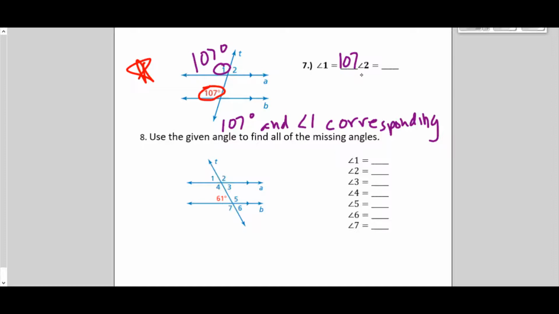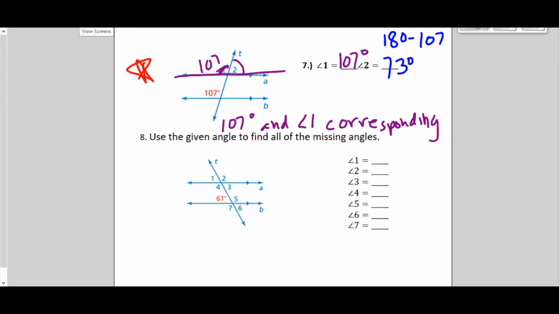And then angle 2, so I'm going to erase, I know this is 107. Angle 1 and angle 2 form a linear pair because those angles form along line A. So if we want to find the measure of angle 2, a linear pair adds up to 180. So we'll say 180 subtract 107, and we'd get 73 degrees. So angle 1 is 107 degrees, and angle 2 is 73 degrees.